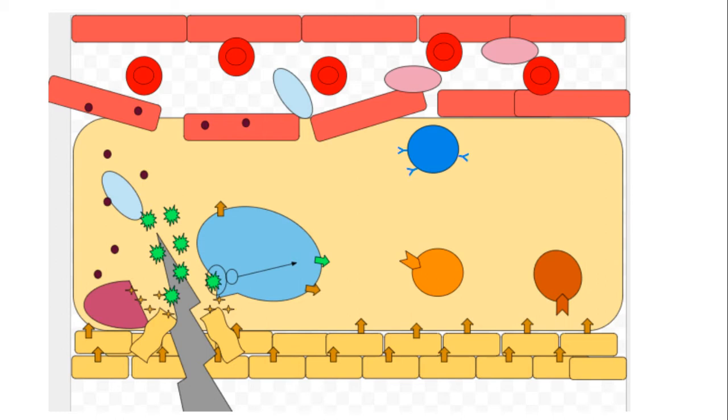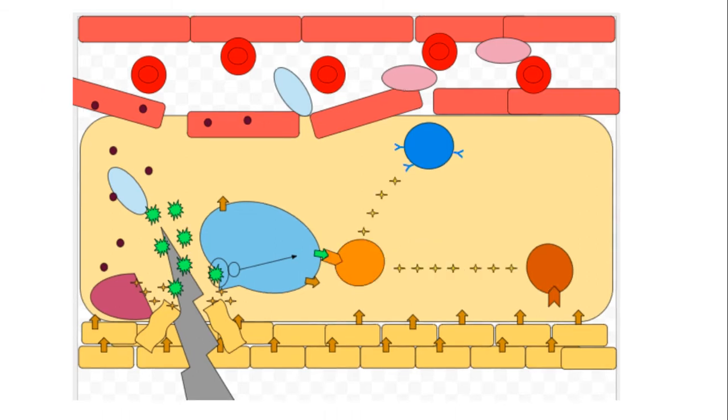And then on their MHC2 proteins, they will present foreign antigens. That's when we would say that a macrophage is activated. A helper T cell is going to come in contact with that foreign antigen, and it's going to send out cytokines to call in the other lymphocytes for more assistance.